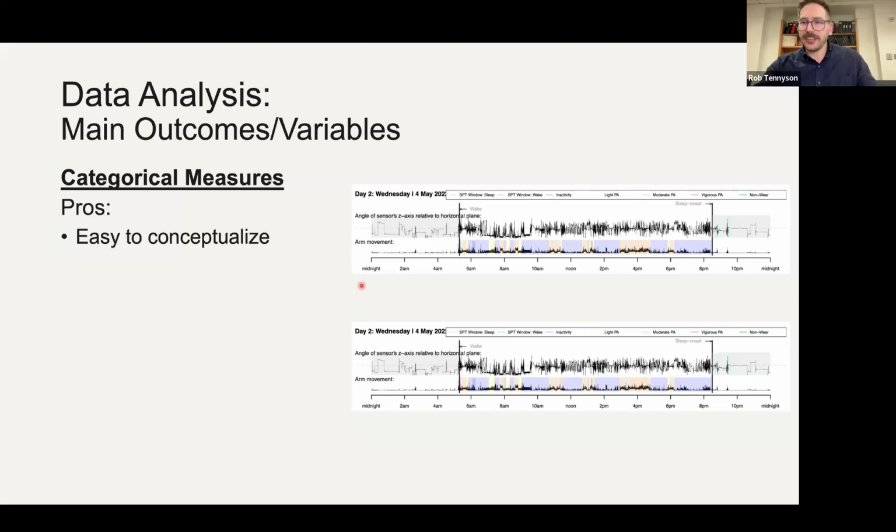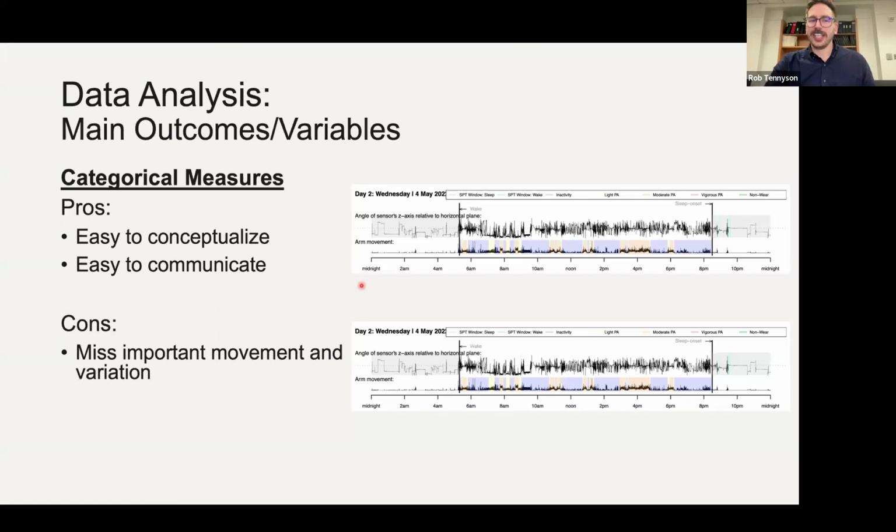It's easy to conceptualize. It's easy for us to think in categories, like if someone's walking slowly, or walking at a normal pace, versus jogging, versus sprinting. It's easy to communicate this. So it's easy from a public health standpoint in particular to say 30 minutes a day will be associated with these positive health outcomes. But some of the cons are that it can miss important movement and variation.